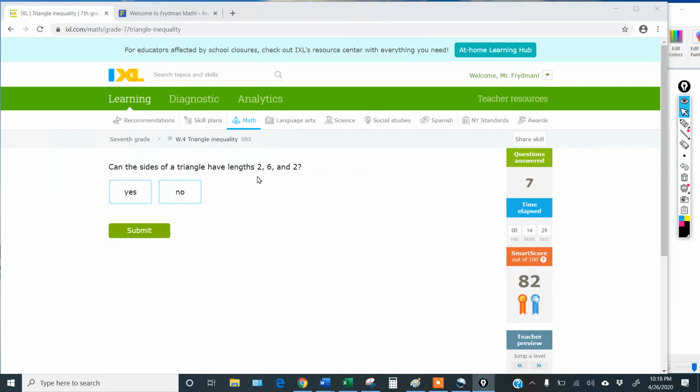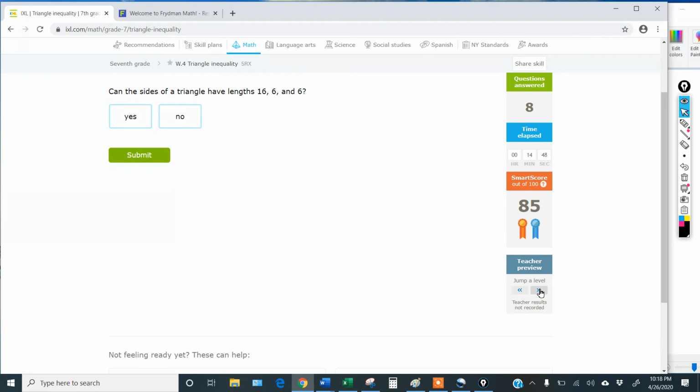Okay, so here we would get the two shorter sides are 2 and 2, so 2 plus 2 is less than 6. It's not greater than 6. So again, that would be a no. We want the two shorter sides to be longer than the longest side. And I'm going to go ahead and skip to the next level here.